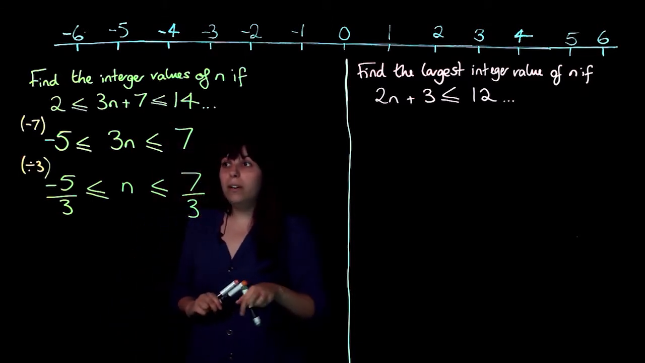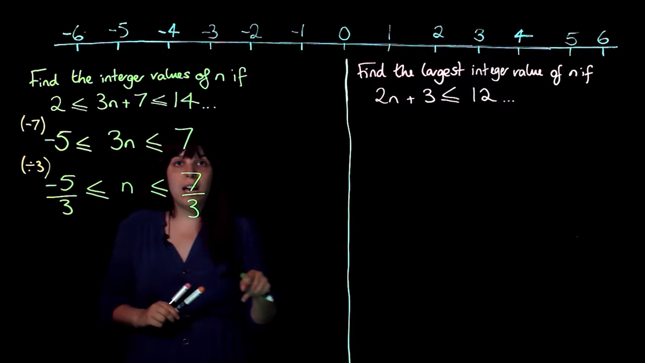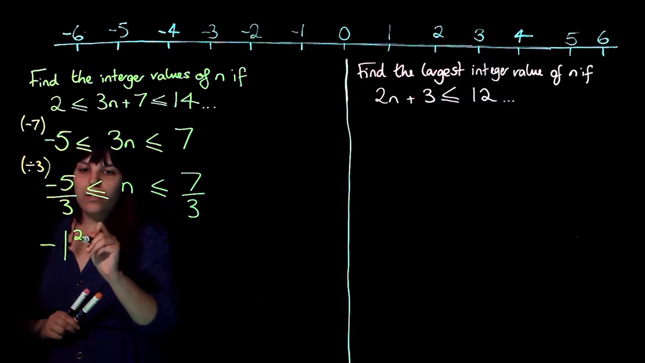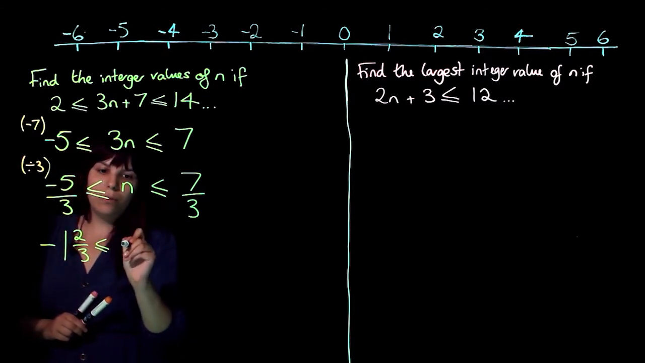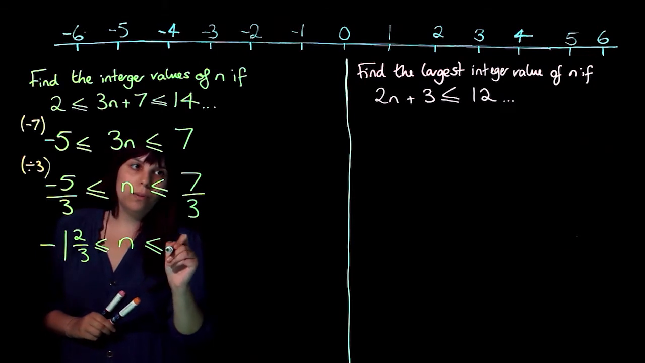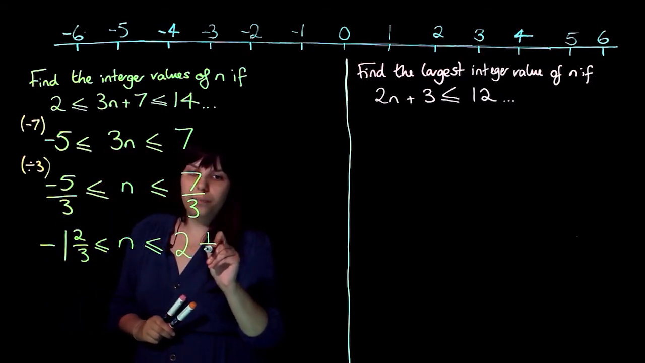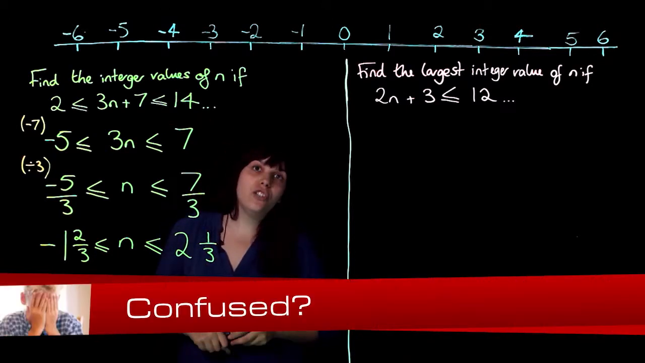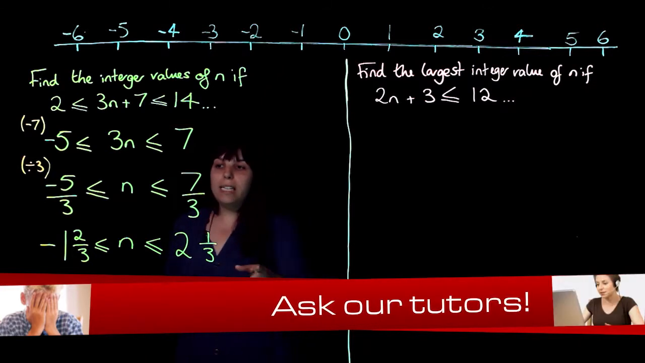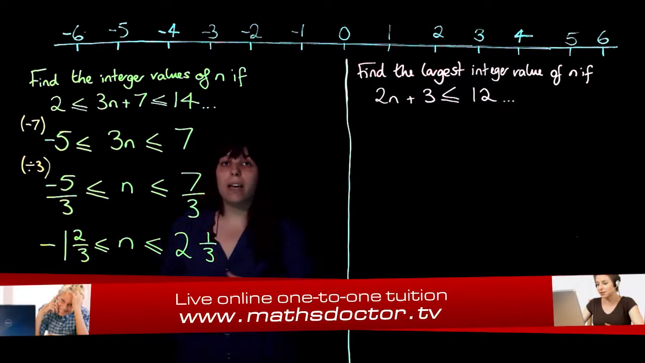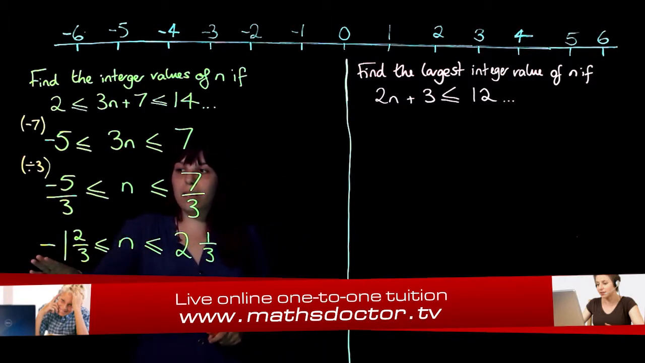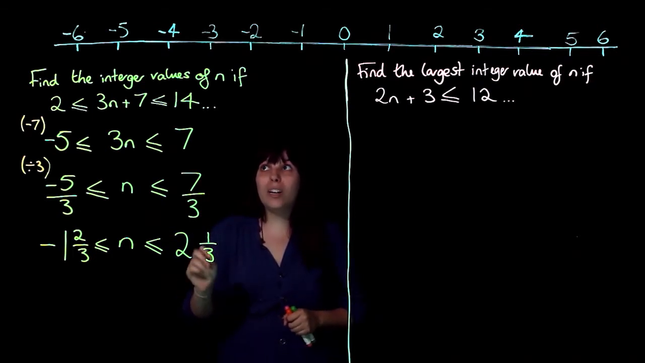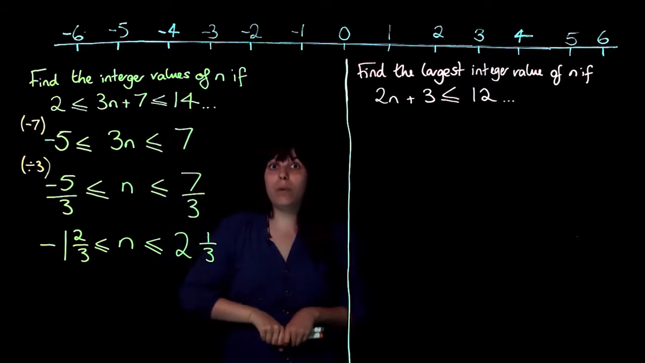Okay, now the last thing we want to do is put these fractions as mixed numbers. So that's minus 1 2/3, which is less than or equal to n, which is less than or equal to 2 1/3. Now, because the question asks us to find the integer values of n, we need to have a look and see which whole numbers n can be. Because we know that n can be anything between minus 1 2/3 all the way up to 2 1/3, but it can only be whole numbers, because the word integer is used.